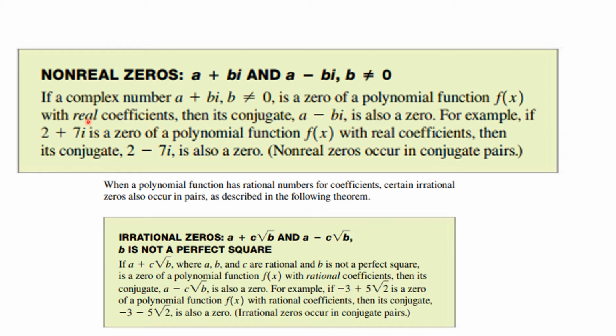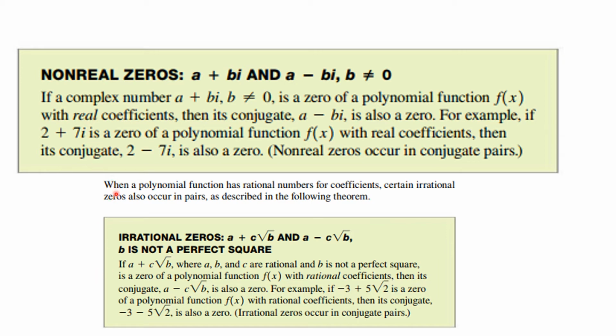And so they give you an example there. If 2 plus 7i is a 0 of a polynomial with real coefficients, then 2 minus 7i must also be a 0. Some students summarize this by saying non-real zeros occur in conjugate pairs, but that doesn't tell you that the polynomial had to have real coefficients, but it must.